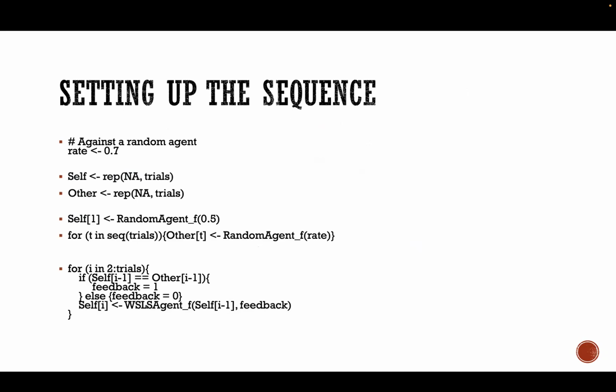And then for trials above 1, from 2 to the total amount of trials, we say that at i minus 1, so in the previous trial, if the choice of self was equal to the choice of other, so if I guessed, then the feedback is 1. Otherwise, the feedback is 0. And the choice of self at this turn is defined by the function of the Win-Stay-Lose-Shift agent with the previous choice of self, self i minus 1, and the feedback.